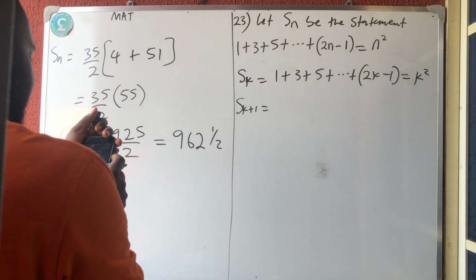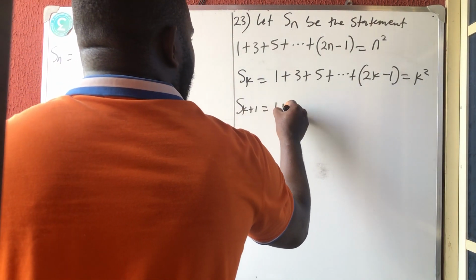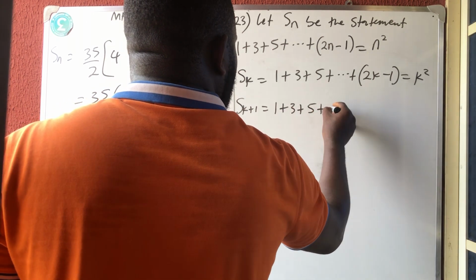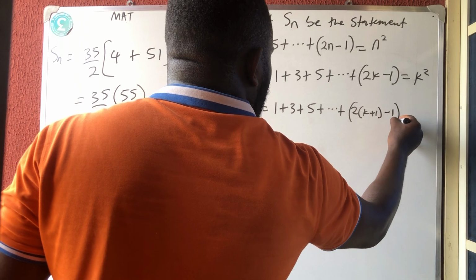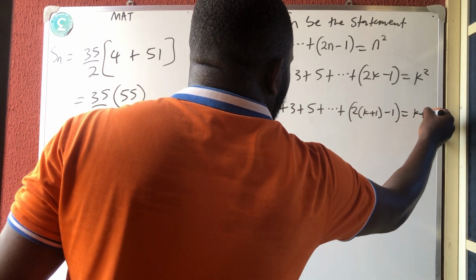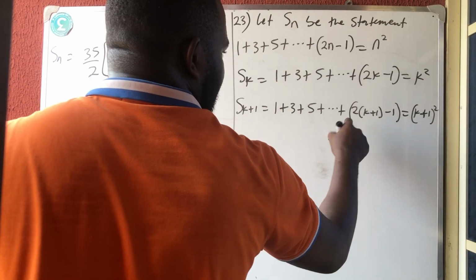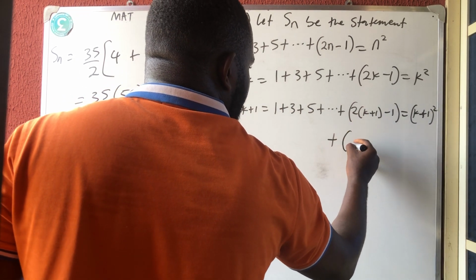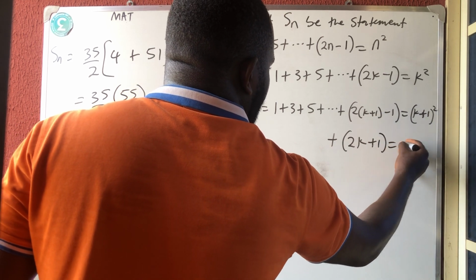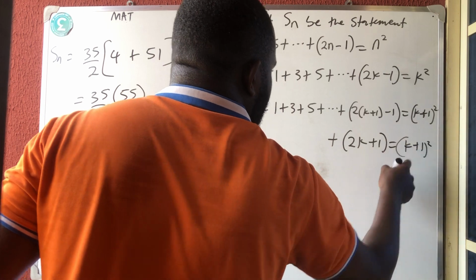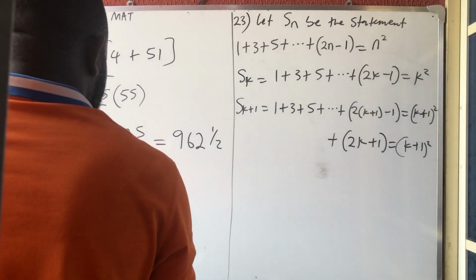So Sk plus 1, which is the one they are asking me. So they say we should find Sk plus 1. So anywhere we see k, we put k plus 1. So it will be 1 plus 3 plus 5 plus dot dot dot plus 2 into k plus 1, then minus 1 is equal to k plus 1 all squared. So I'm left with, if I repeat the same thing here, this time this is 2k, this time this is 2. 2 minus 1 is 1. Okay, is equal to k plus 1 squared. So that is just the answer, D. Now number 24.